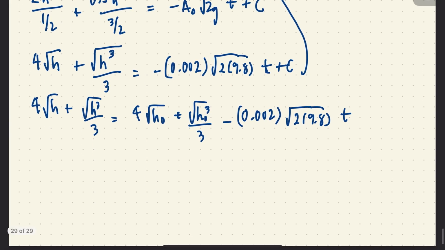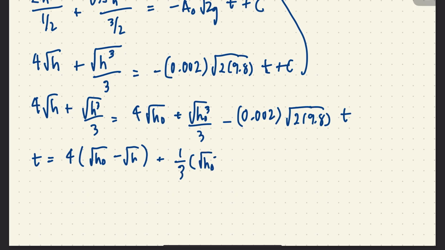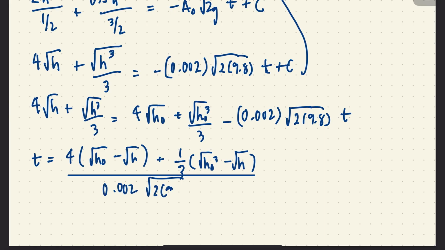And then solving for your t, you can transpose t on the other side. So it becomes 4 square root of h sub o minus square root of h, plus 1/3 square root of h sub o cubed minus square root of h cubed. Then we have, divide both sides by 0.002 times square root of 2 times 9.8.